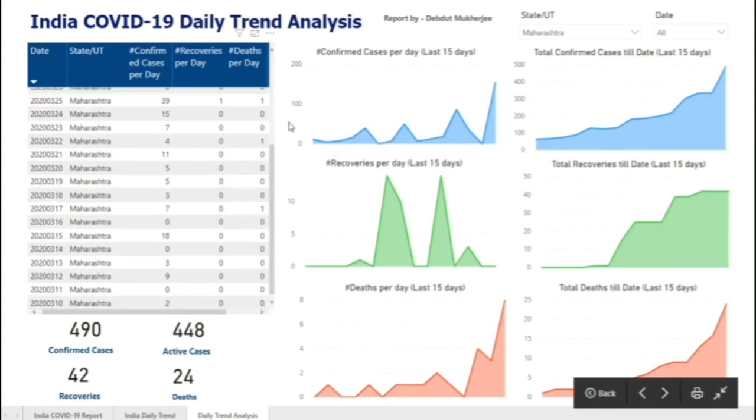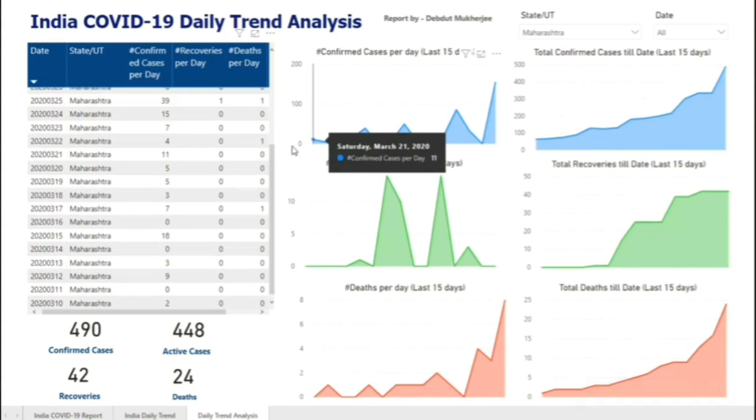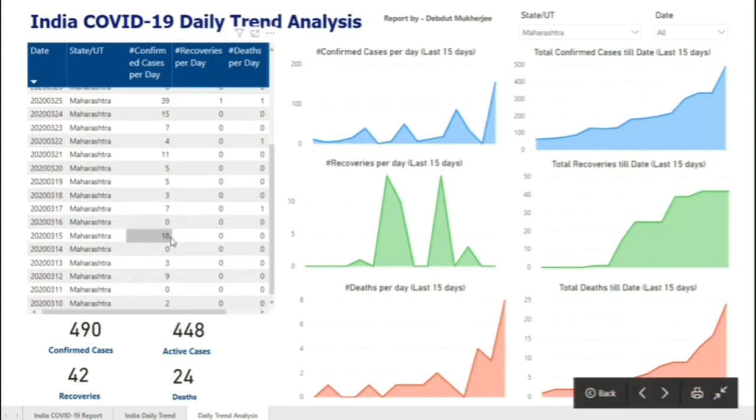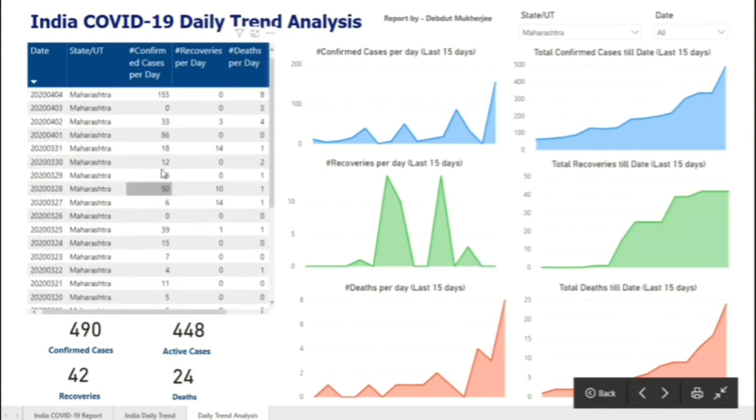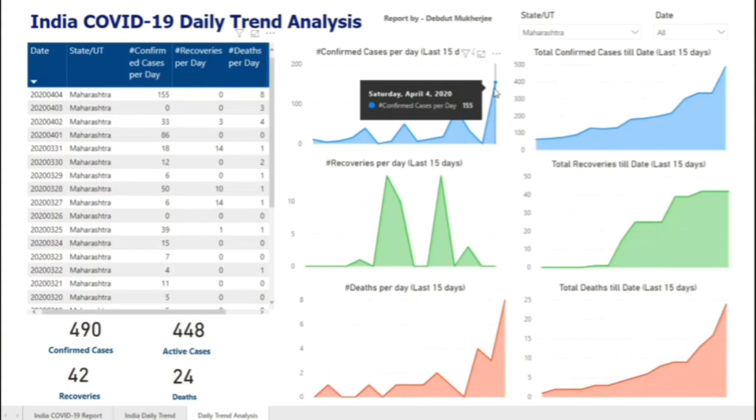Okay, so 21st March. So it is 11th, right? And before that, I can also see the worst case, which was on 15th, 18 cases, but it was increasing very gradually. It's not exponential, but here it has taken the toll. So in Maharashtra, on 4th, it alone is responsible for 155. Okay, so that is quite dangerous.